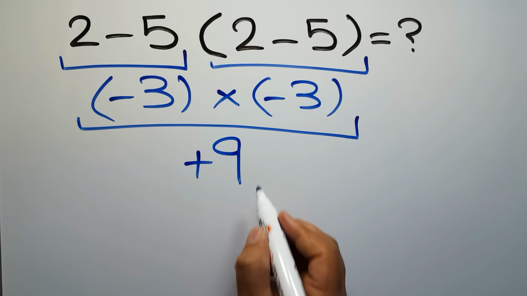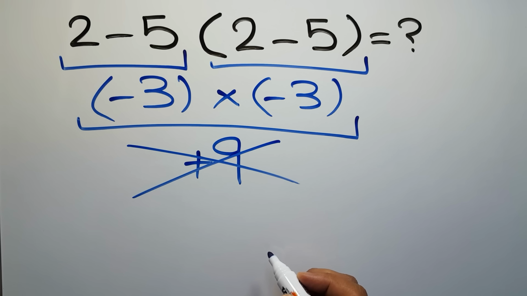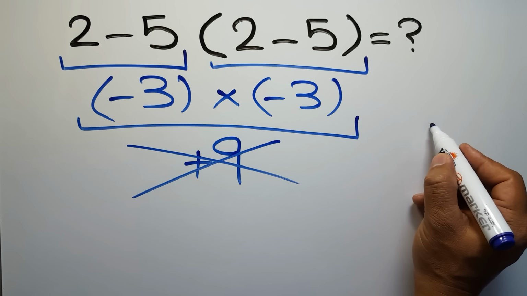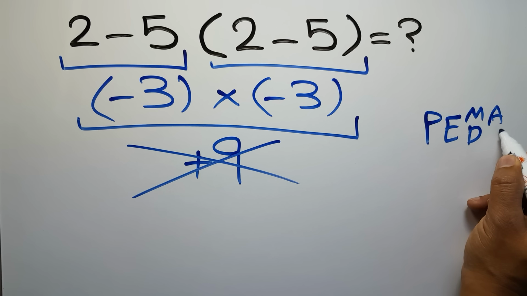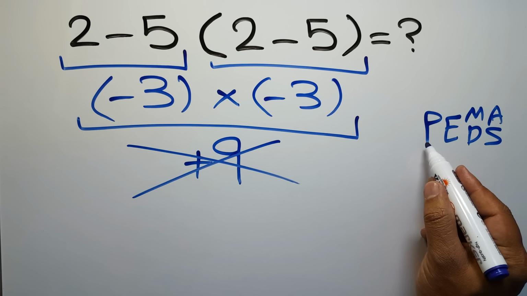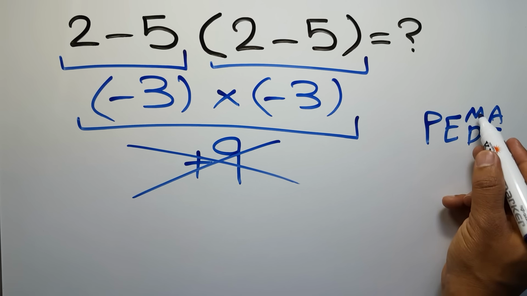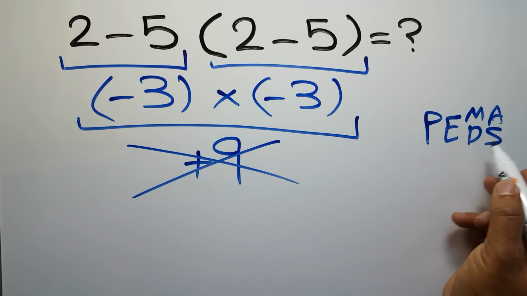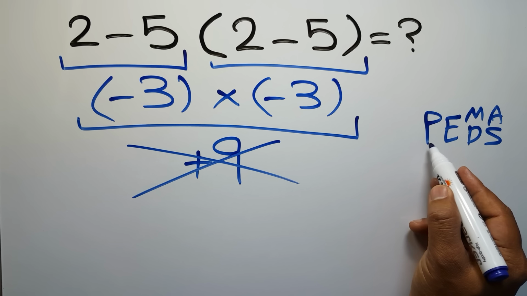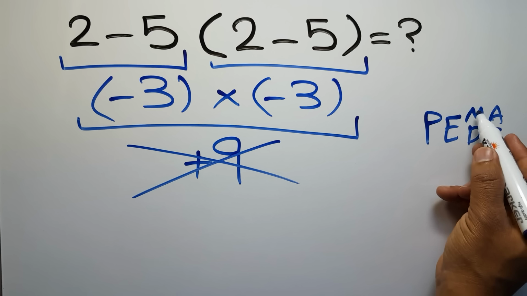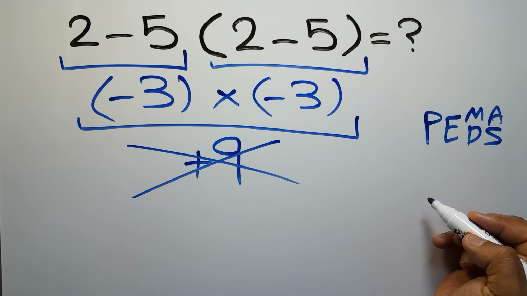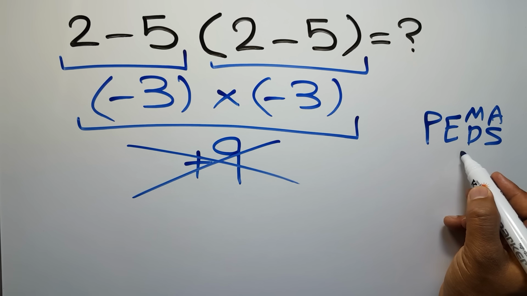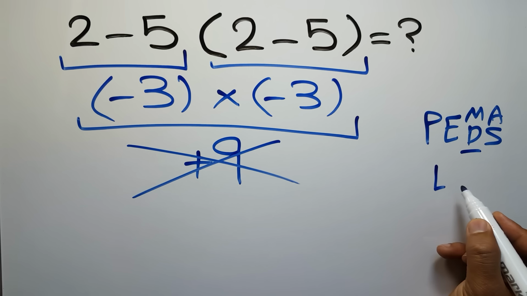But this answer is not correct, because according to the order of operations, which is PEMDAS, P stands for parentheses, E stands for exponents, M and D stand for multiplication and division, and A and S stand for addition and subtraction. First we have to do parentheses, then exponents, then multiplication or division, and finally addition or subtraction. Remember that multiplication and division have equal priority and we have to work from left to right.